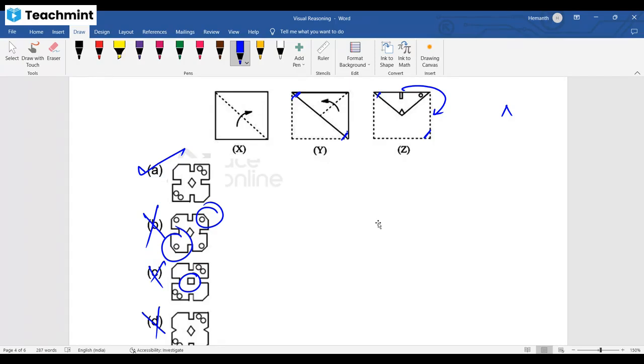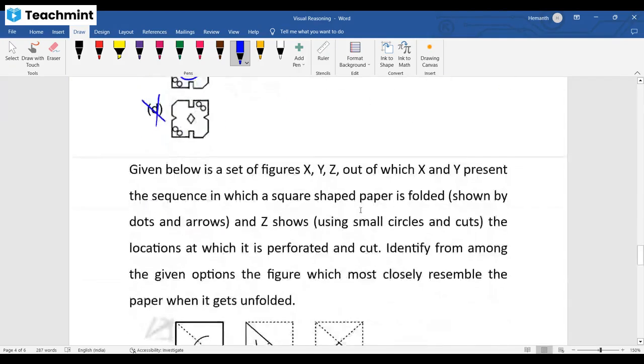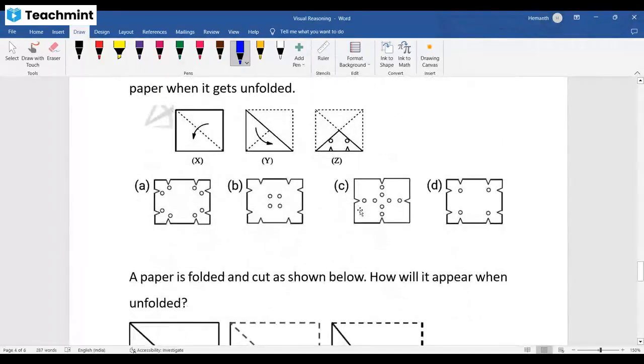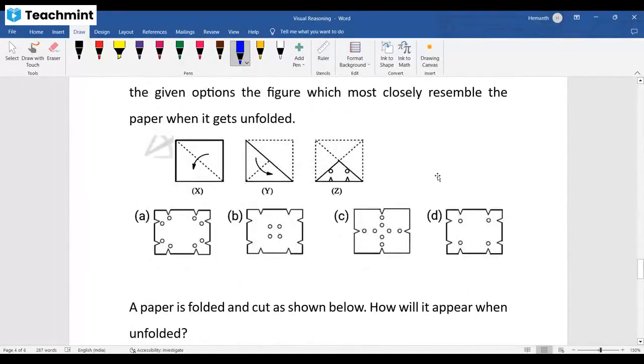That's how it is. These paper cutting, paper folding questions need clear observation. It will take around 40 seconds or more than that. So make a note and work on it clearly. Next one, again unfolding.